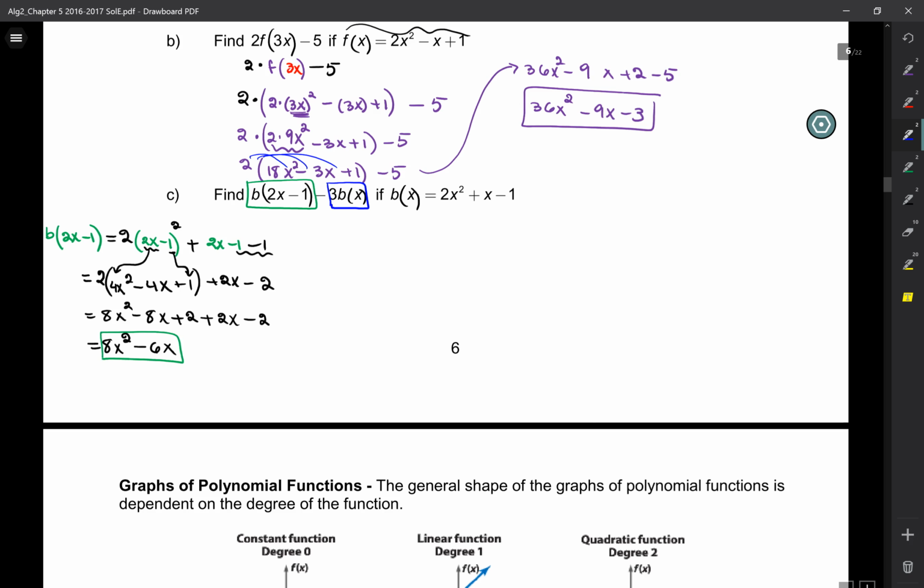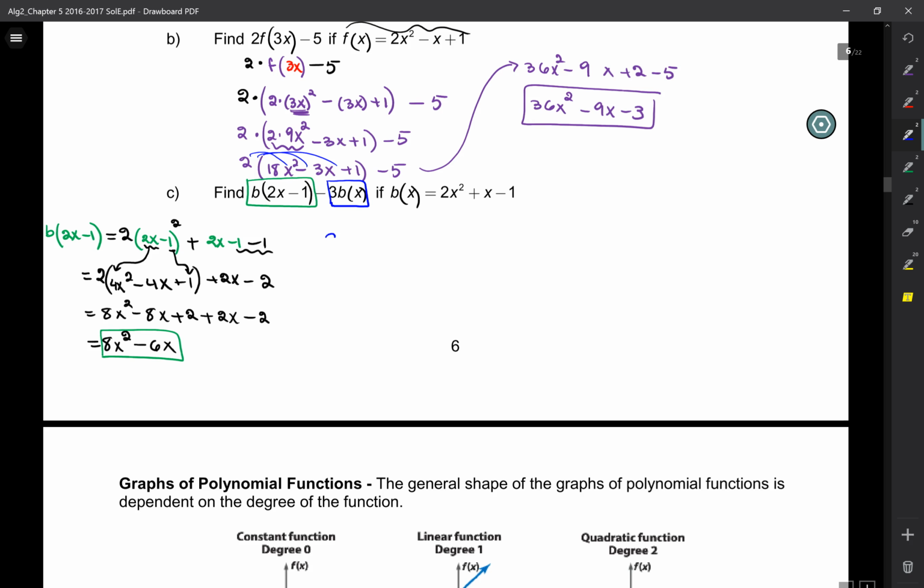All right, now let's do the blue part. It's just 3bx. The negative I'll keep for later. So 3bx, it's 3 times, how much is b of x? b of x is 2x squared plus x minus 1. So how much will that be? 6x squared plus 3x minus 3.